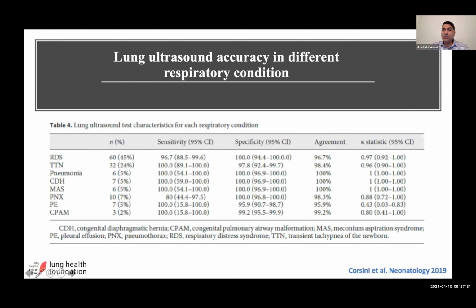More important for me, the agreement between the different operators. So even with short experience, as long as you fulfill the criteria that we will indicate at some point, how many scans you need to do in order to be able to perform lung ultrasound, once you fulfill these criteria, there will not be much difference between your interpretation and that of someone who's been doing lung ultrasound for years. And the interreliability or correlation between different operators, again, is extremely high compared to different modalities.